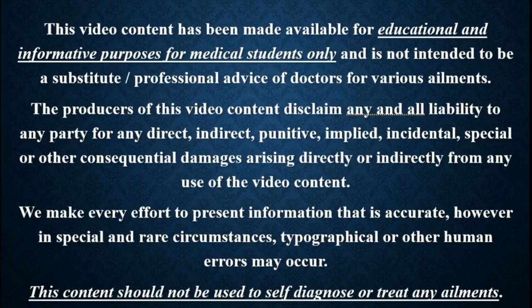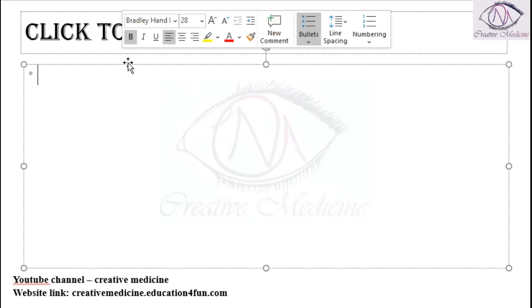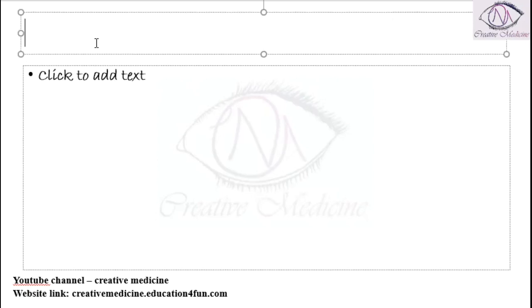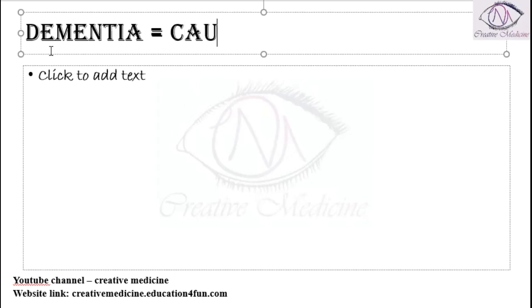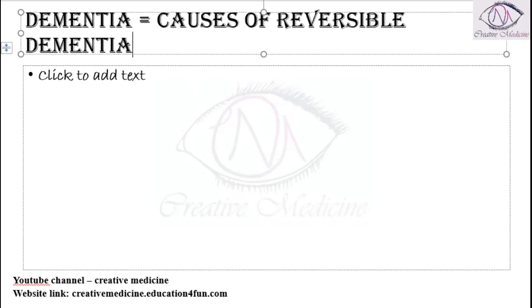In this lecture, we will learn about the differential diagnosis of dementia. First, we will see what the causes are. What are the causes of reversible dementia? What are the different causes of reversible dementia first?